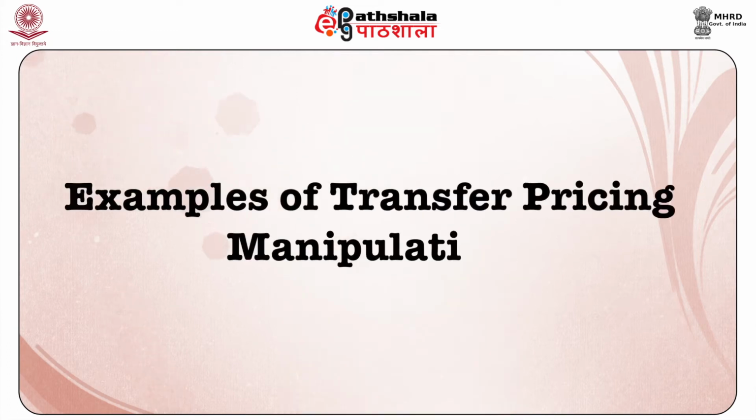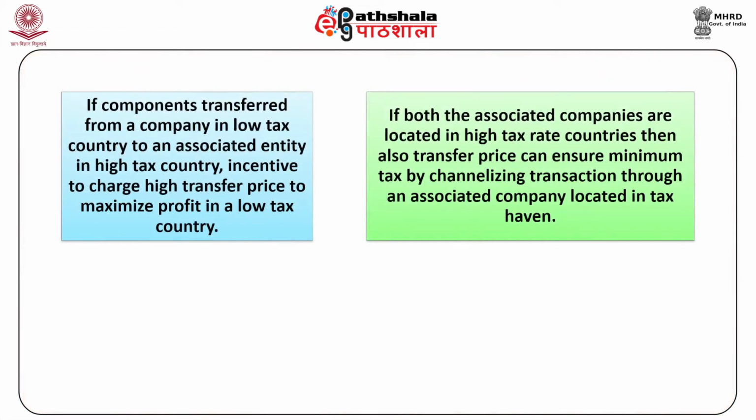Examples of transfer pricing manipulation. If components are transferred from a company in low tax country to the associated entity in high tax country, there is incentive to charge high transfer price to maximize profits in a low tax country. If both the associated companies are located in high tax rate countries, then also transfer price can ensure minimum tax by channelizing transactions through an associated company located in tax haven. Tax havens means countries with nil or nominal tax on foreigners' income.